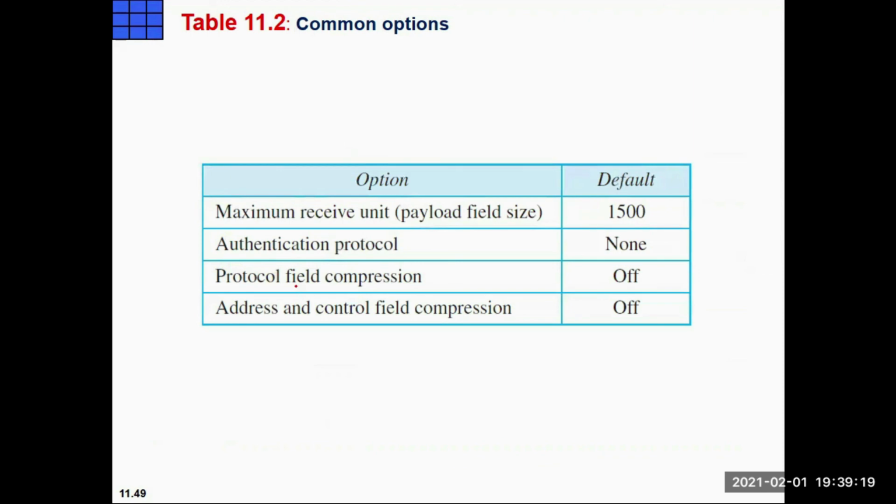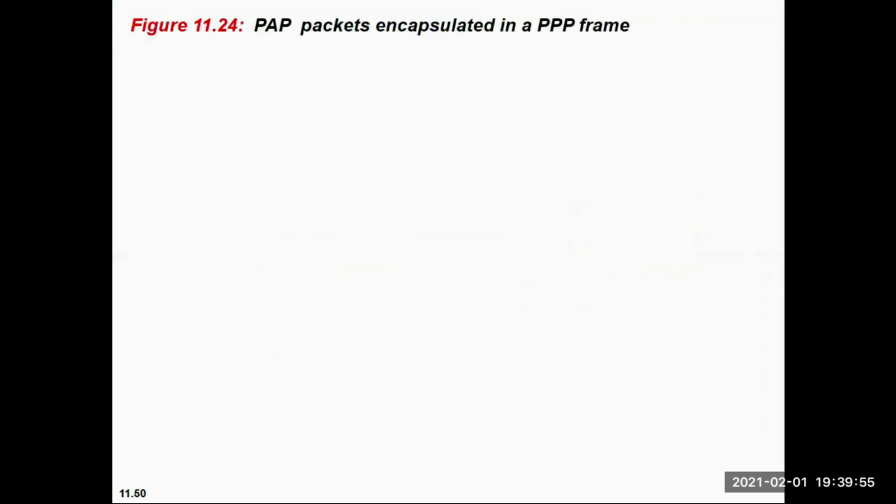Common options: the maximum receive unit, that is the payload field size, can be 1500. Authentication protocol: the default is none, and no authentication protocol can be there. Protocol field compression is off, and address and control field compression is also off in LCP.